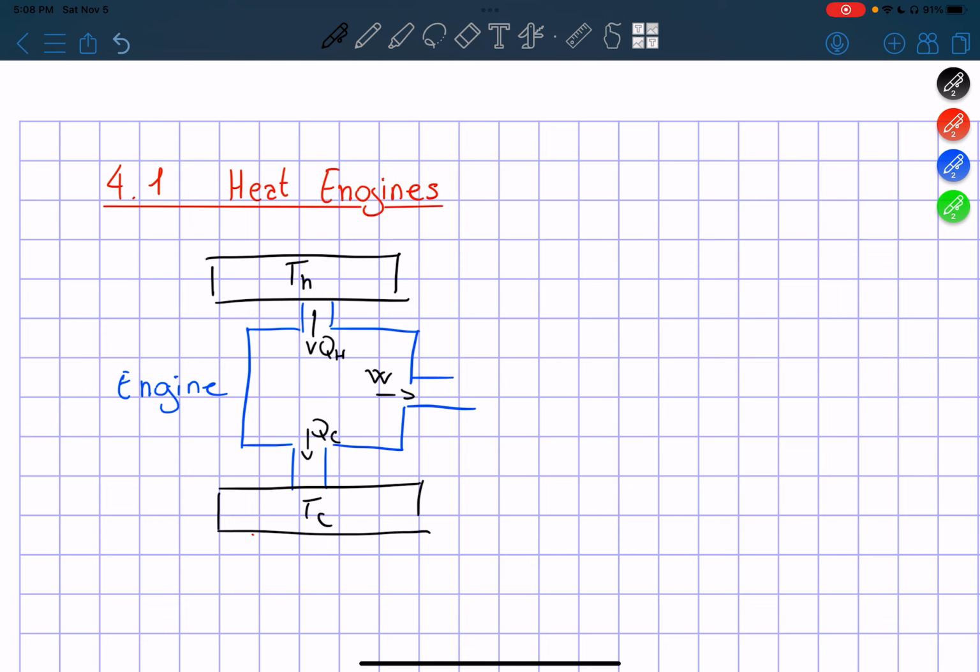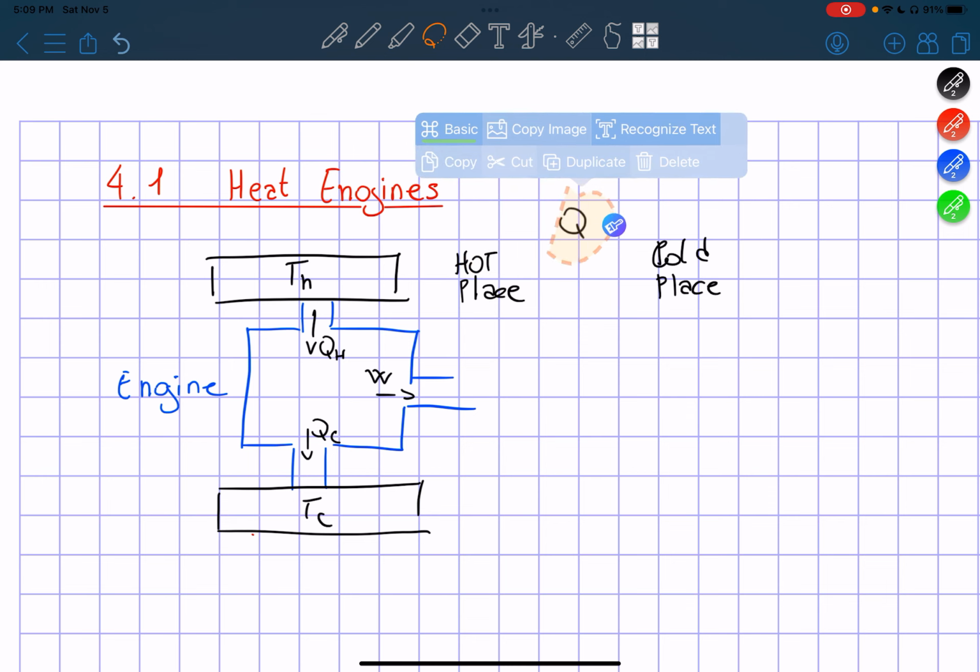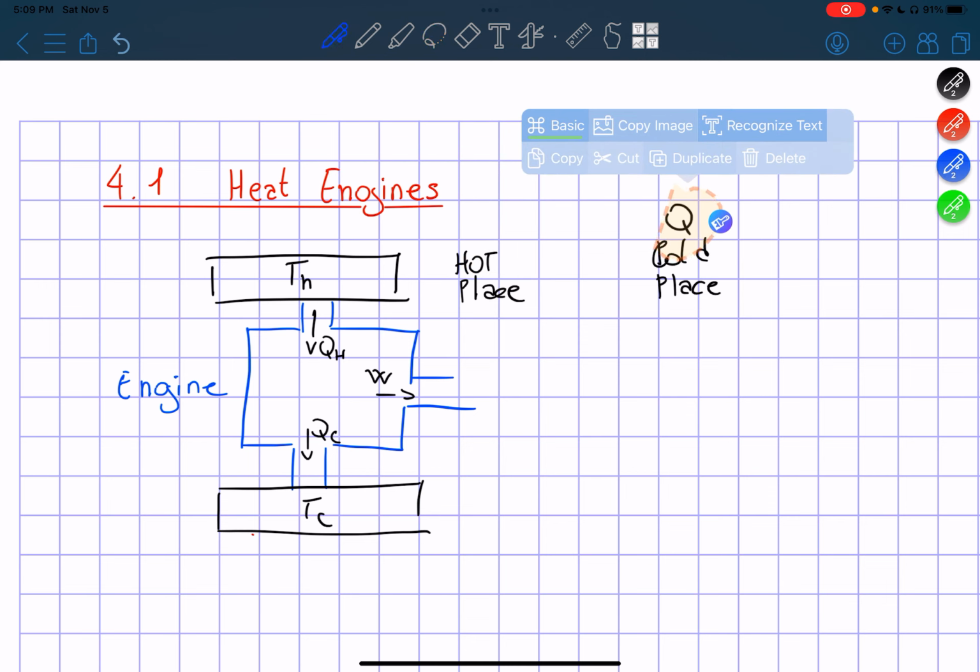So what happens? Well, an engine is not perfect. An engine always has to dump some heat outside, so not all of the heat can become work. This is because whenever we have heat moving from a hot place to a cold place, we have an increase in entropy.